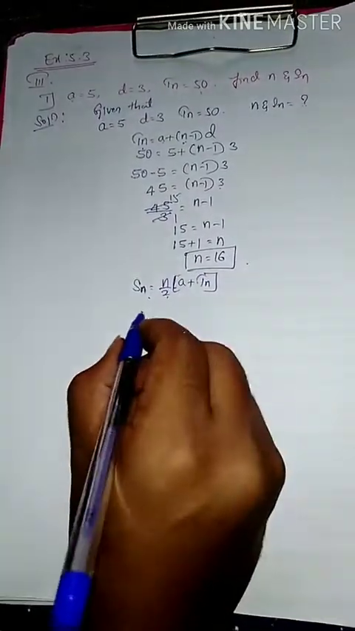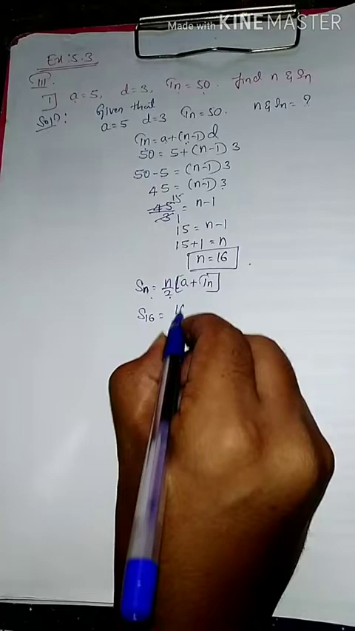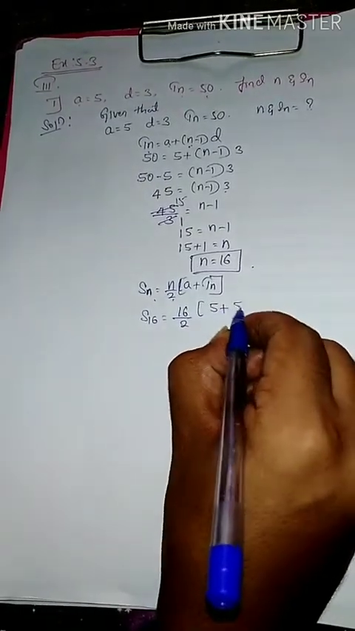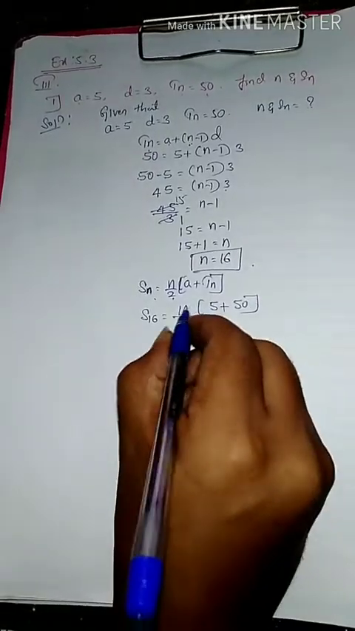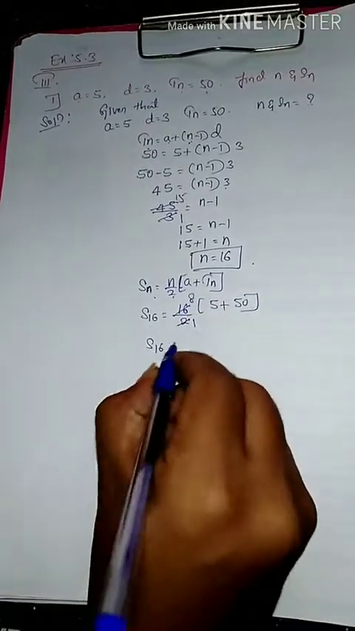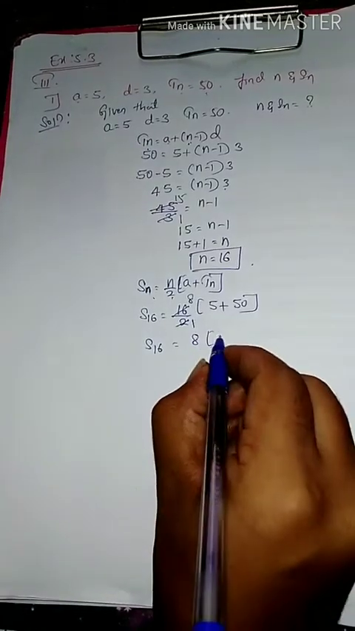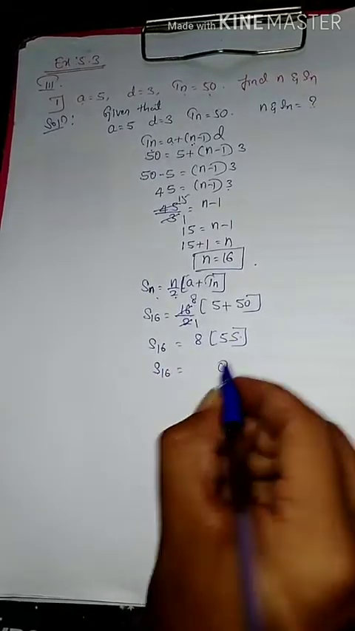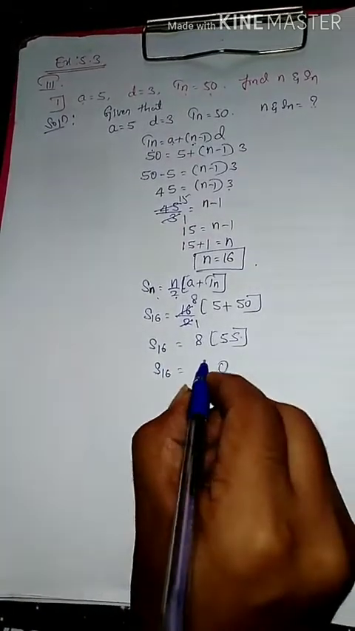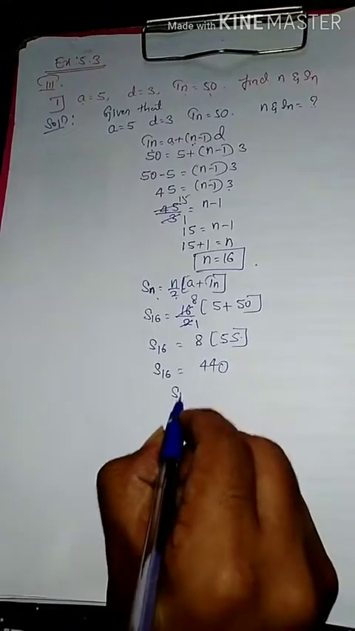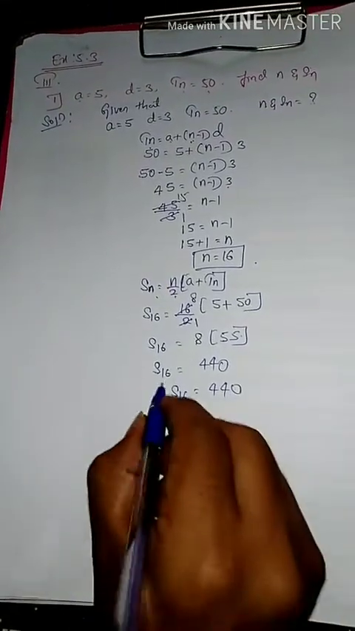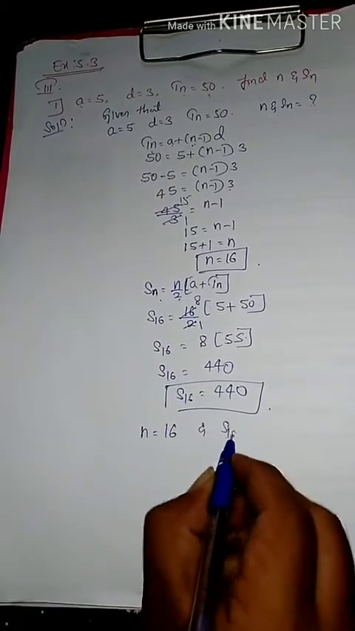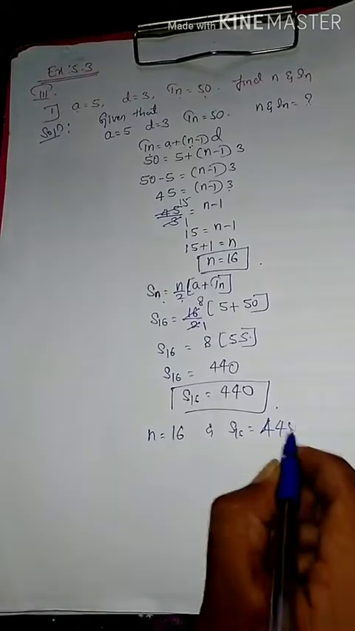So n is nothing but 16. S16 is equal to 16 divided by 2 into A is given 5 plus Tn is 50. 2 8s are 16. So S16 is equal to 8 into 50 plus 5 is 55. 8 5s are 40. 4 is carry. 8 5s are 40 plus 4 is 44. Therefore S16 is equal to 440. Hence, n is equal to 16 and S16 is equal to 440.